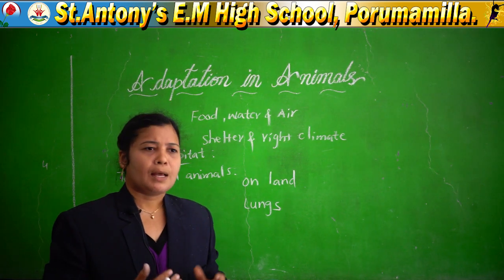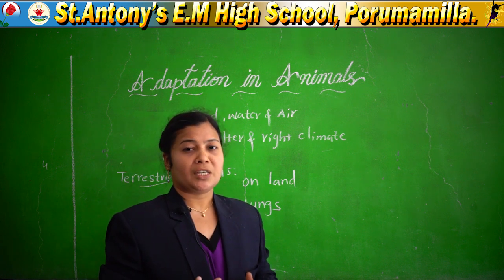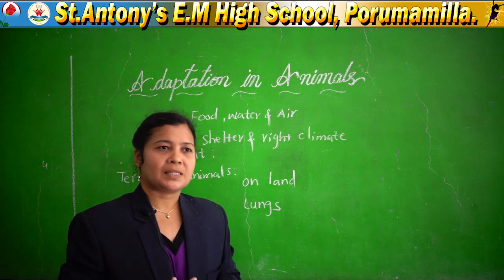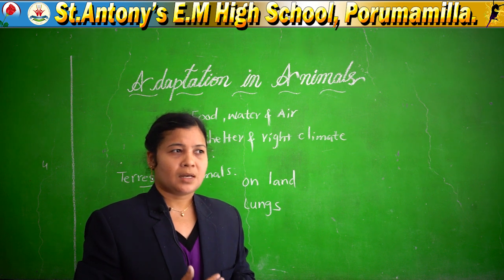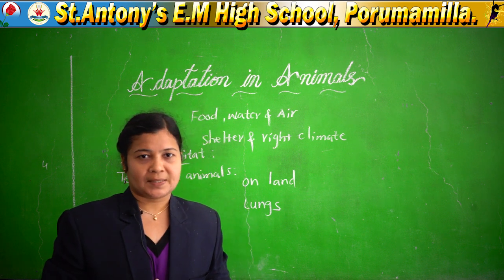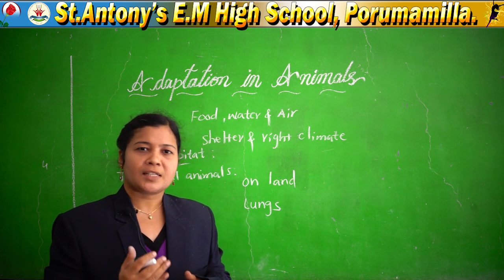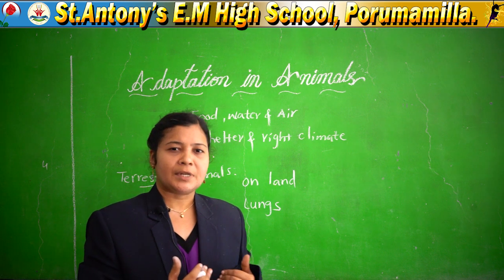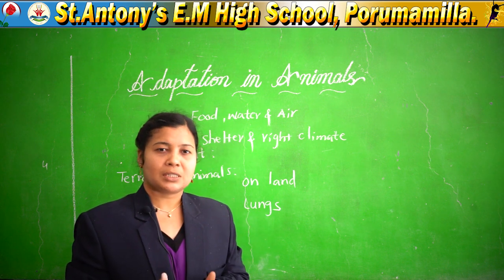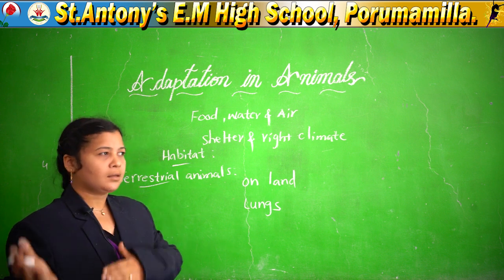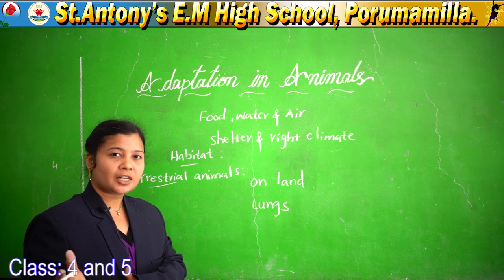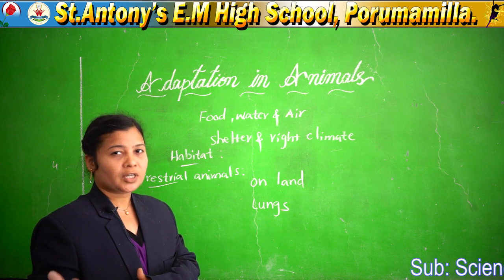We discussed that plants and animals are living in various places. Plants and animals living in a certain place adapt themselves to the conditions of that place. They adapt to their habitat. Some are living in cool conditions, some in hot conditions, and some in water also.